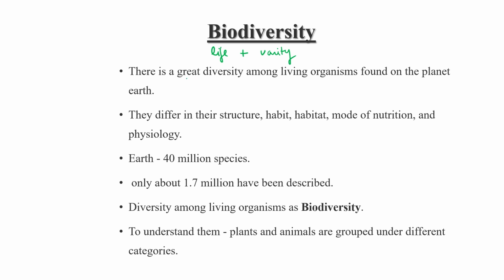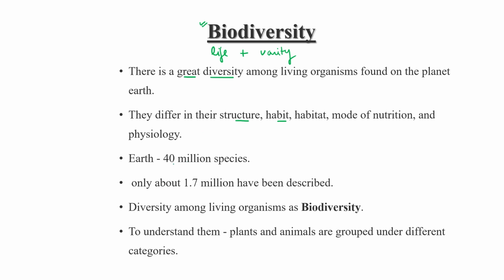So there is a great diversity among living organisms found on our Mother Earth. And how do they differ? They differ in their structure, their habitat, their habit, their mode of nutrition, their physiology. On the basis of different criteria, we can categorize these organisms into various categories, and collectively their study comes under this heading, that is known as biodiversity.